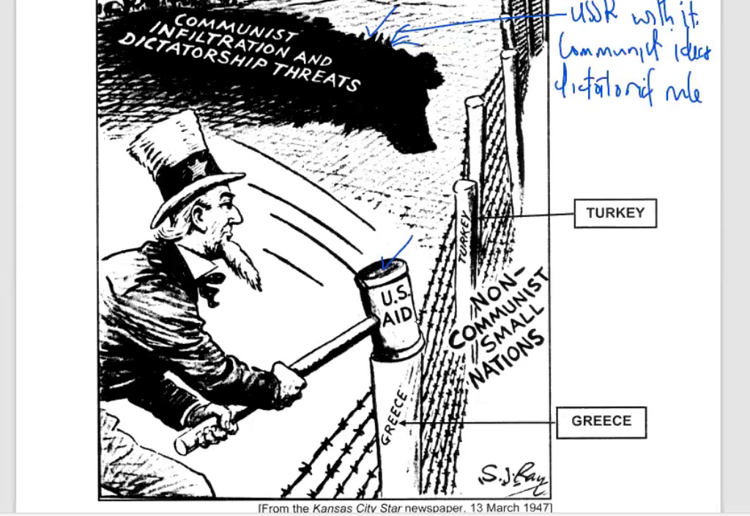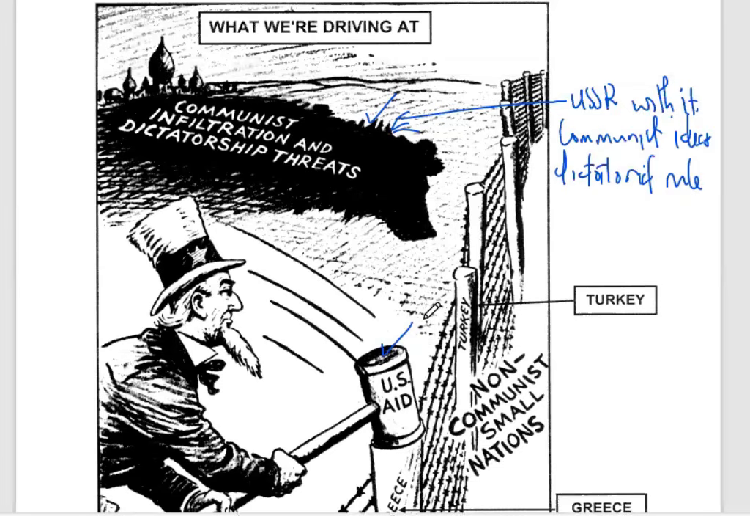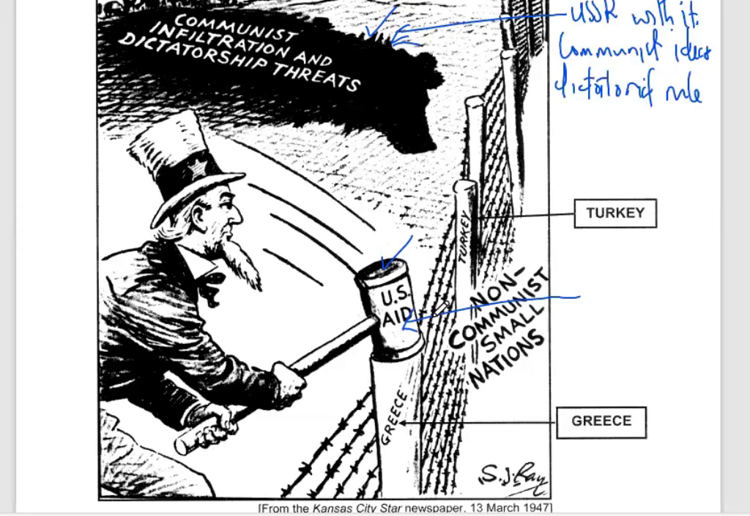So the symbolic representation here is that the wolf is representing the coming of the communist ideology with the advancement of the USSR, also bringing with it fascist rule of dictatorship. Then the US aid, this hammer here. We understand the hammer is being used to reinforce those pillars. The pillar returns Greece, and the other pillar returns Turkey, and they are along a fence. This guy is hammering on top of this pillar to reinforce its strength.